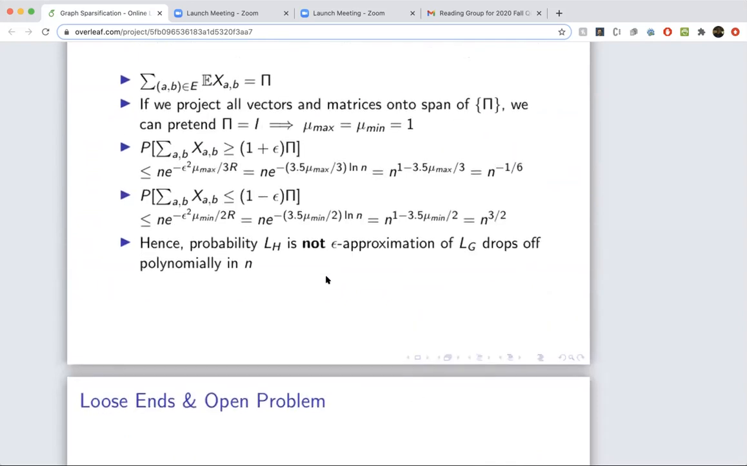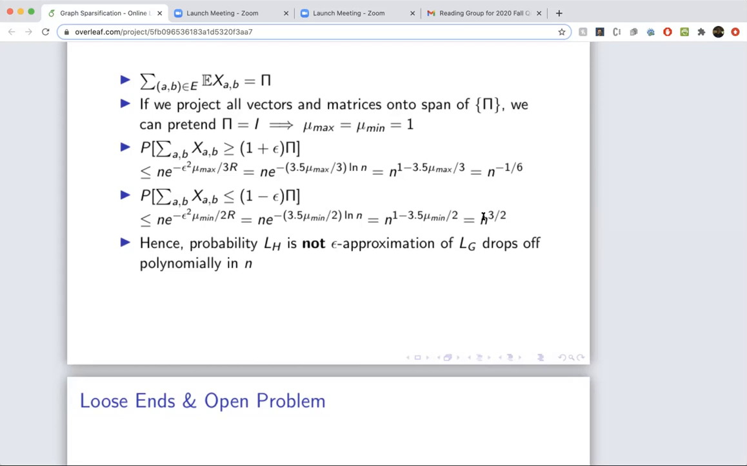Second last inequality, Arjun? Yes. Why is it N to the power of 3 over 2? 1 minus 3.5. Ooh, I think this might be negative 3 over 2, actually. Thank you for catching that. If mu min is 1, then 3.5 divided by 2 is greater than 1. What is 3.5 divided by 2 going to be, 1.75. So it should be 1 minus 1.75, which will get us negative 0.75. Yeah, thank you, I think that should be minus 3 over 4 here.